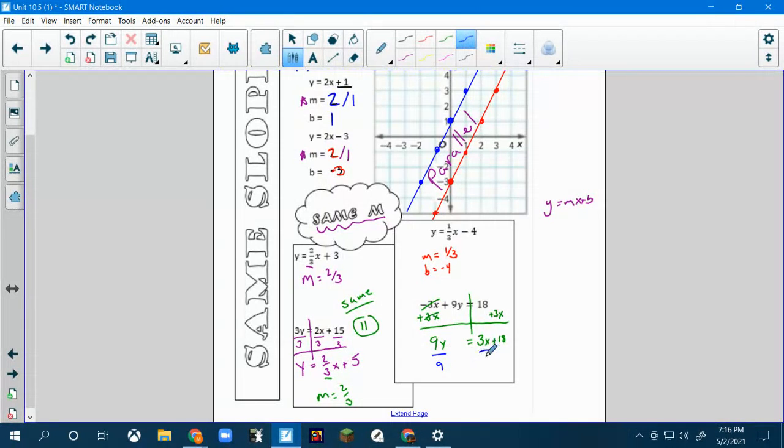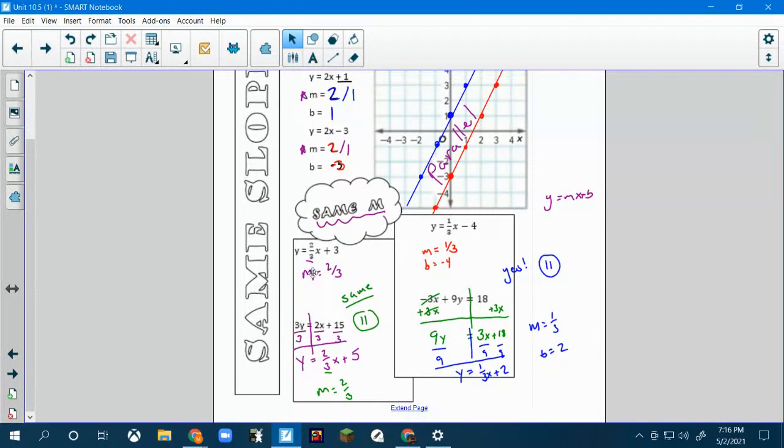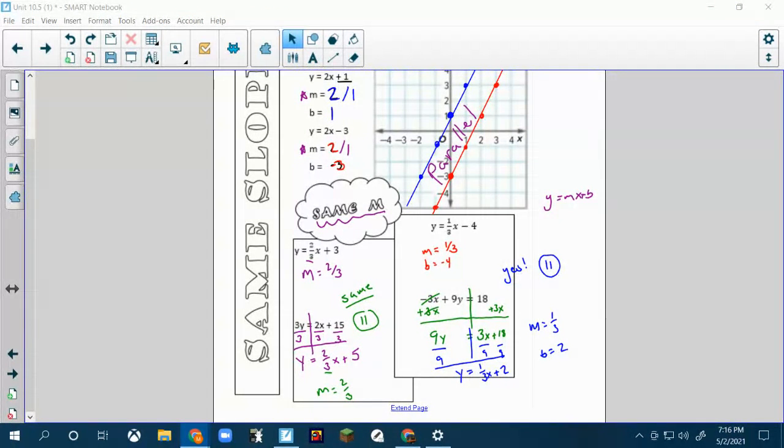Let's keep going. Get rid of that 9 by dividing by 9 on both sides. We get y equals 3/9 x, which reduces to 1/3 x, plus 18 divided by 9 is 2. So my slope on the second one is 1/3, and my y-intercept is positive 2. Are the slopes the same? Yes, they are, so yes, it is parallel. Again, we're just trying to identify whether the slope is the same or not. That's it for part one. We'll come back for part two, checking out perpendicular equations. Let me know if you have any questions.